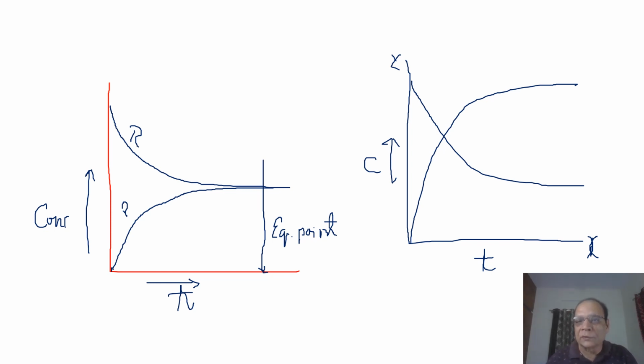These are the reactants. These are the reactants that they have reached a concentration value which has become constant, and this is the concentration value of the products which are constant at equilibrium.